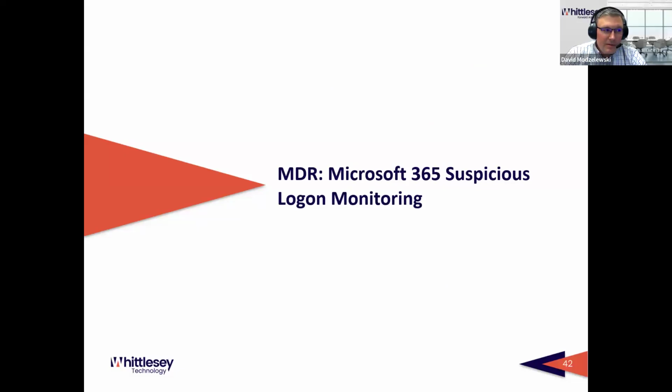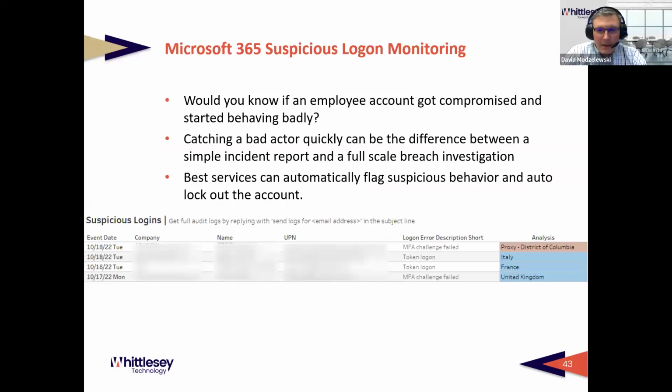And then, again, tied into managed detection and response, Microsoft or Google Workspace suspicious logon monitoring. I guess the thought is here, business email compromise being probably, I'd say, easily the most common type of compromise or breach that we regularly see. Would you know if an employee account got compromised and started behaving badly? If an attacker compromised the credentials of one of your employees' accounts and started logging in from strange or unusual locations, how quickly would you be able to know that?